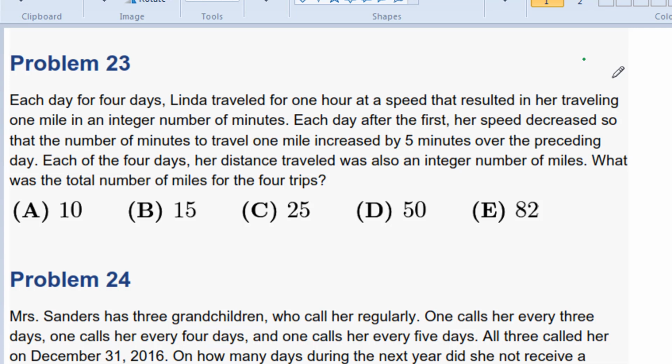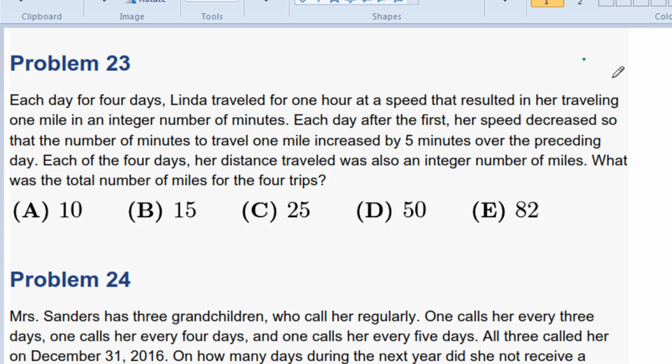And I wouldn't know how to do this question if my wife wasn't always telling me all her per mile minute times. All right. Each day after the first, her speed decreased, so the number of minutes to travel 1 mile increased. All right. So if you go running, maybe your first mile is in 10 minutes, your second one is in 12, your next one is in 15, and so on and so forth. So that's what's going on with her. All right. But over a period of 4 days.